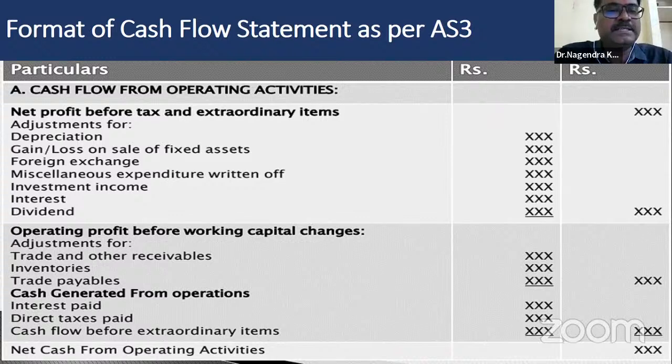And then we will make adjustments for working capital changes, and for any other extraordinary items like dividends paid or any other taxes paid during the year. By making these adjustments, we will understand the cash from operating activities. These are the components of calculating cash from operating activities: depreciation, loss on fixed assets, foreign exchange, miscellaneous expenditures written off, investment income, interest, dividends. All these are non-operating and non-cash expenses.